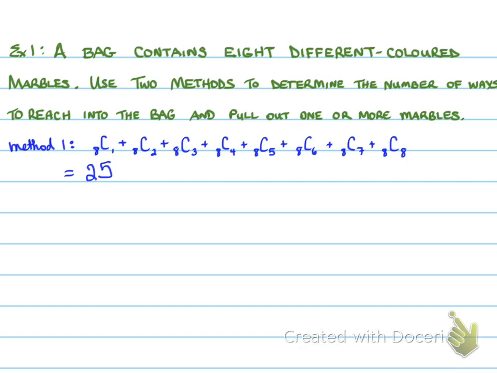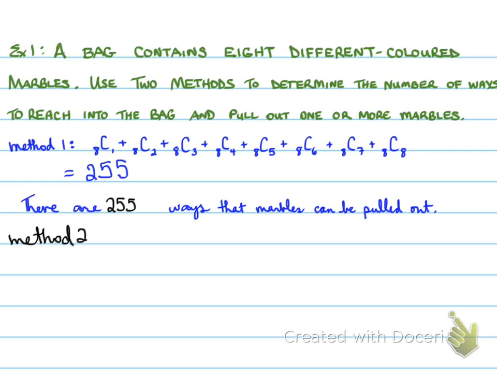So, how do we know what value that is? You can type that in your calculator and you get 255. That means there are 255 ways that marbles can be pulled out of a bag.